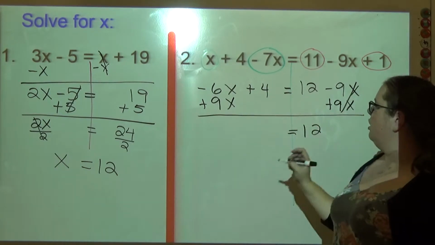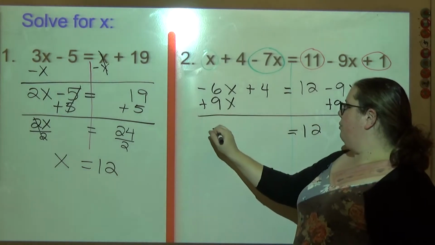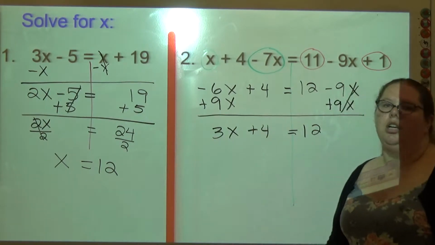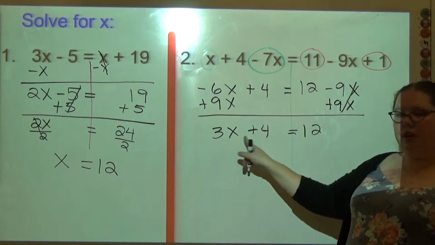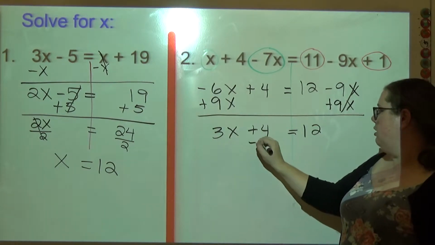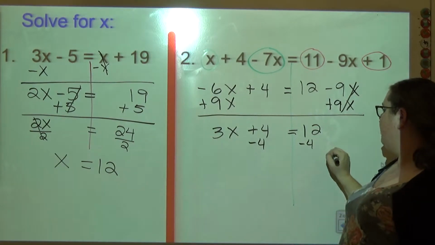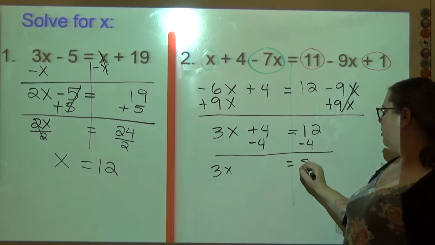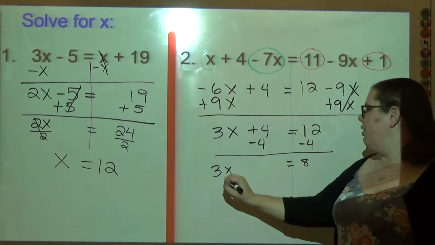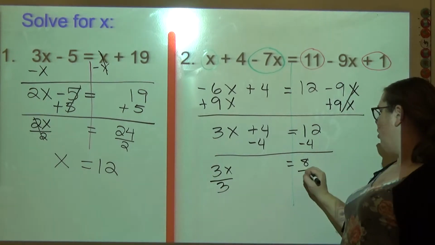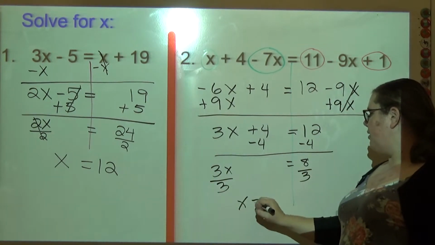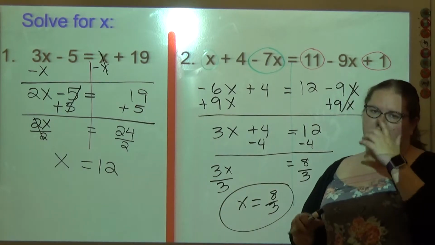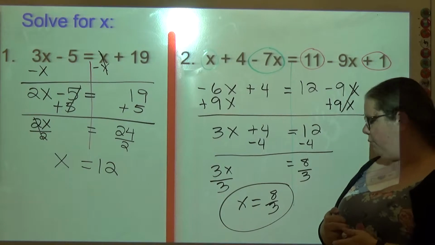Plus 9x, plus 9x. 12 equals, put those together, we get 3x plus 4. Get rid of the 4. 3x is connected. Minus 4, minus 4. 3x equals 8. Divide by your coefficient. x is 8/3. And like I said in the last video, I am perfectly happy with an improper fraction.